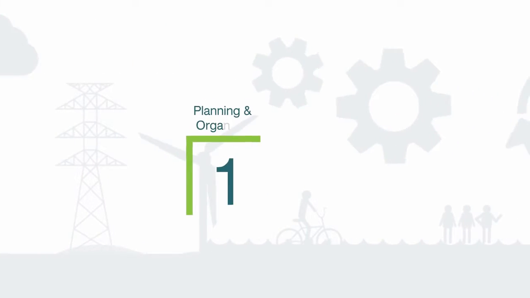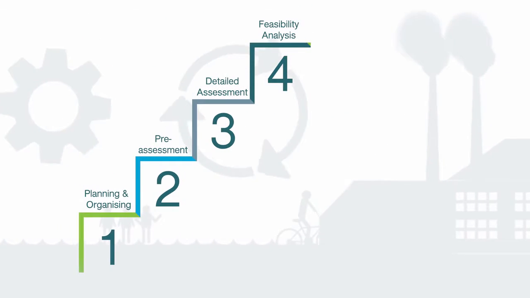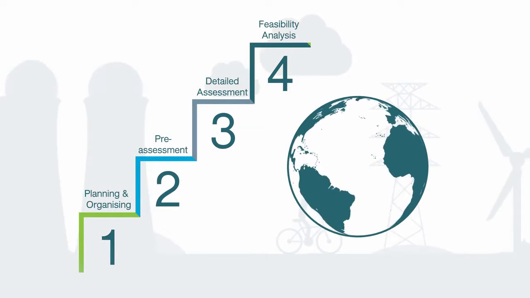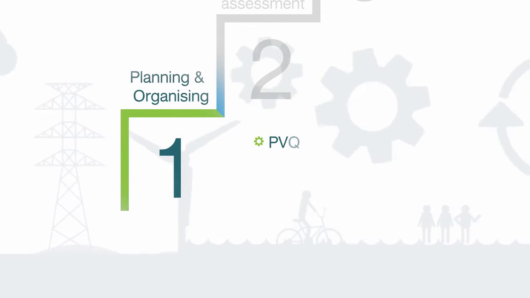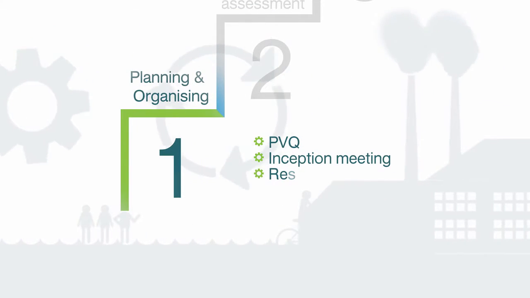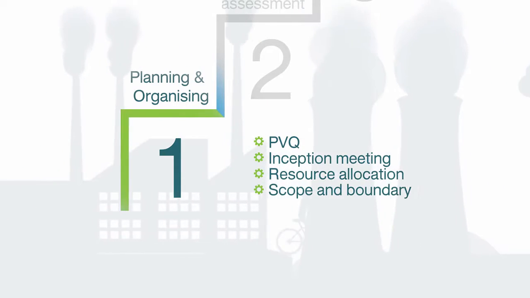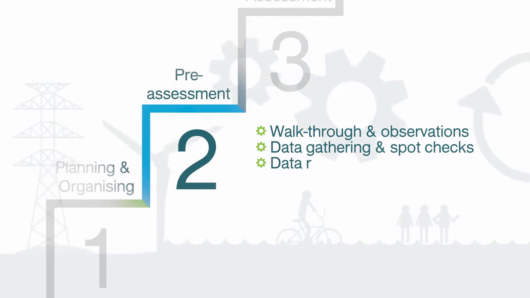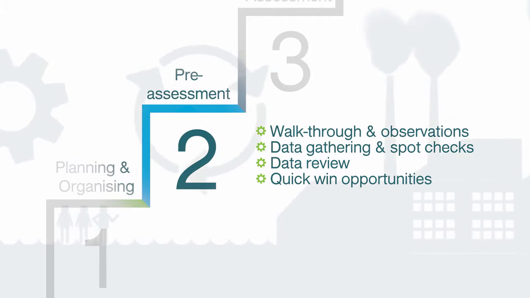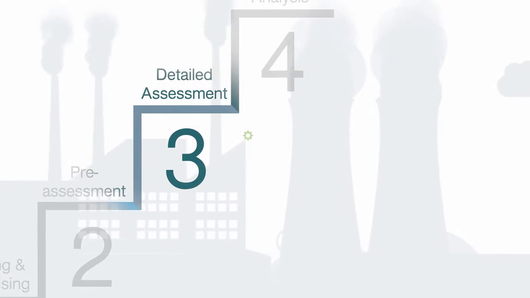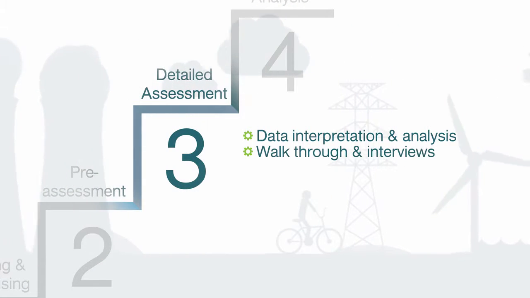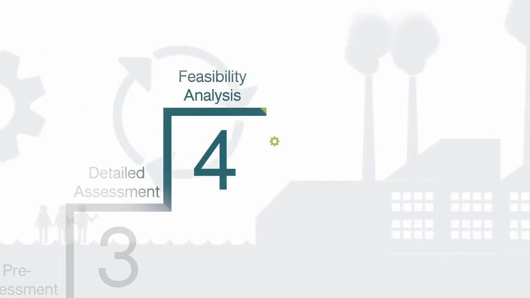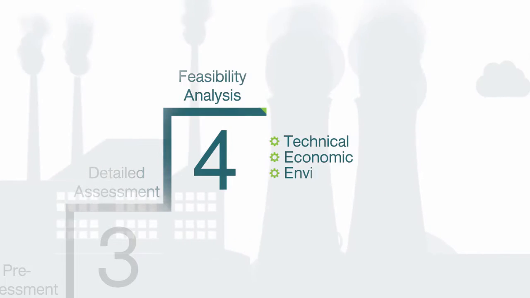In our previous video, we looked at the first 4 steps in implementing resource-efficient and cleaner production, or RECP, in your company. The planning and organizing step, the pre-assessment, the detailed RECP assessment, and the feasibility analysis step.